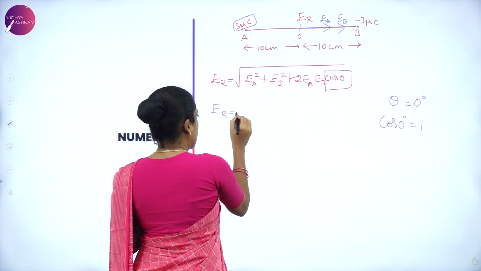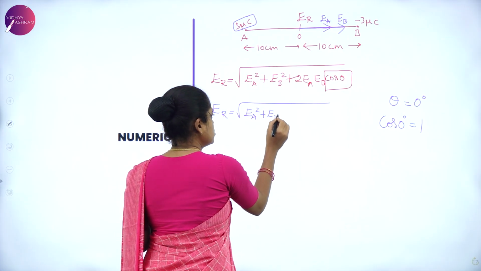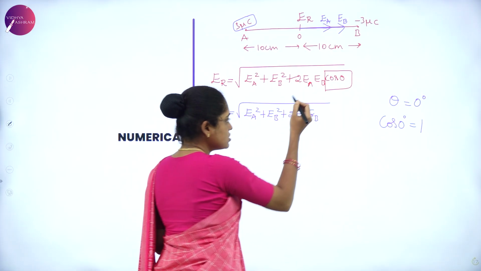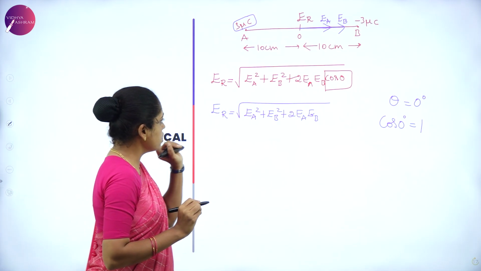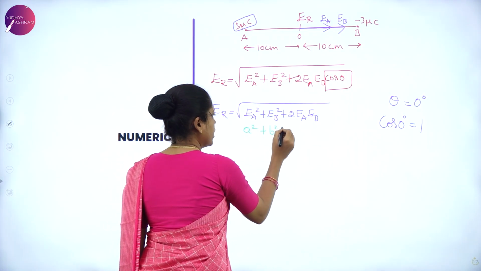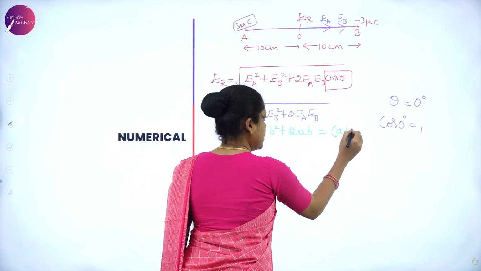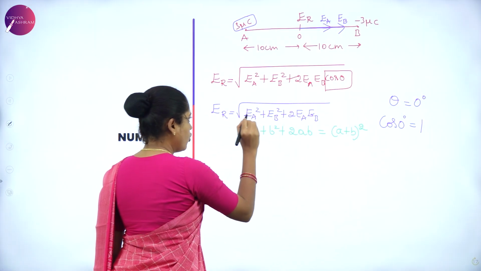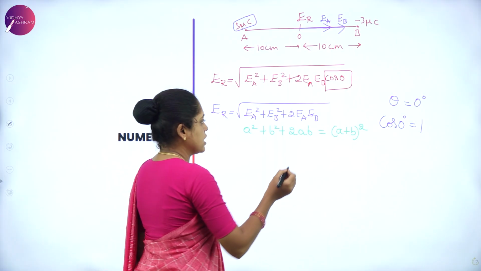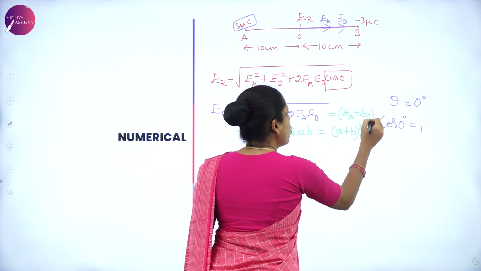Then you get the ER as root of EA square plus EB square plus 2EA EB. Cos theta value is 1. Yes. Next, observe this. This is in the form of A square plus B square plus 2AB, which is equal to A plus B whole square. Therefore, this EA square plus EB square plus 2EA EB is equal to EA plus EB whole square.